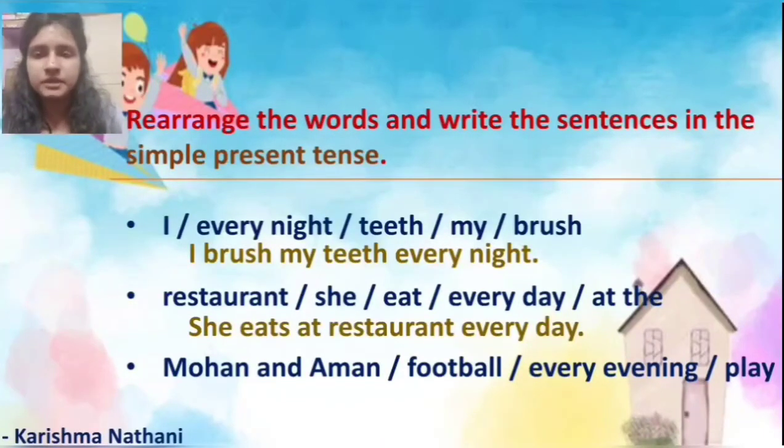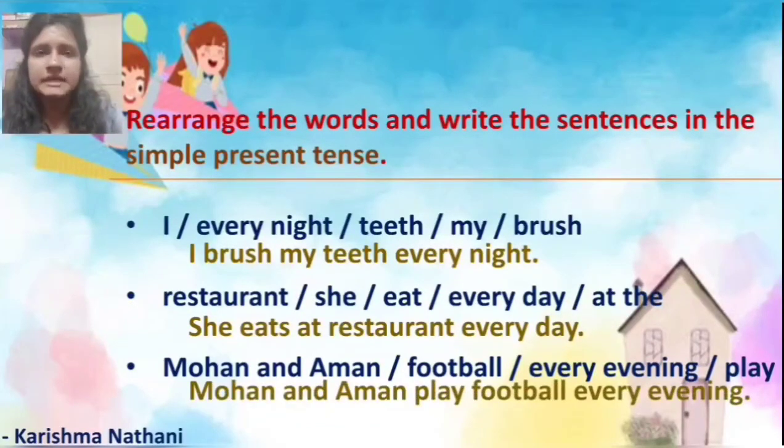Mohan and Aman football every evening play. Mohan and Aman, two names, means plural form. So we don't have to change the verb play. It will remain as it is. Answer is Mohan and Aman play football every evening.